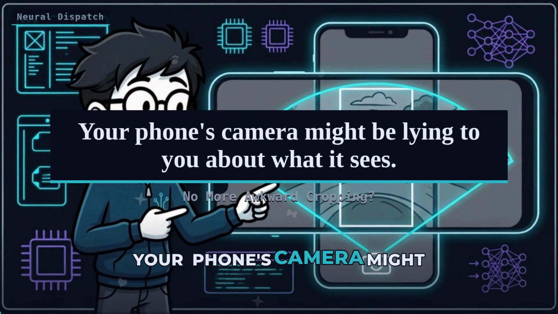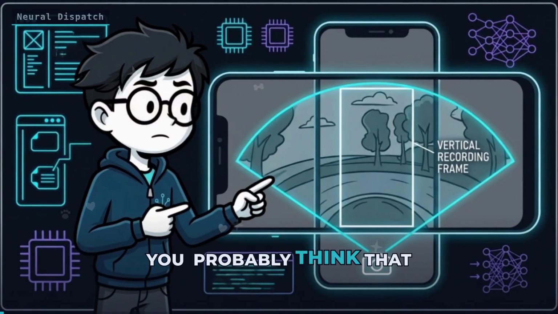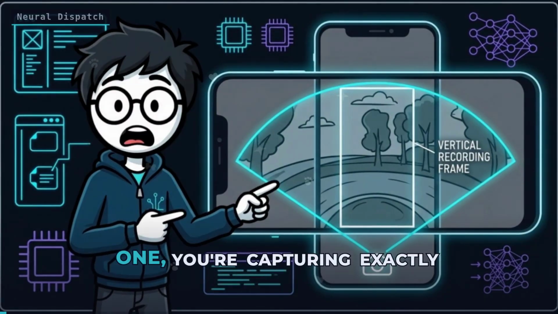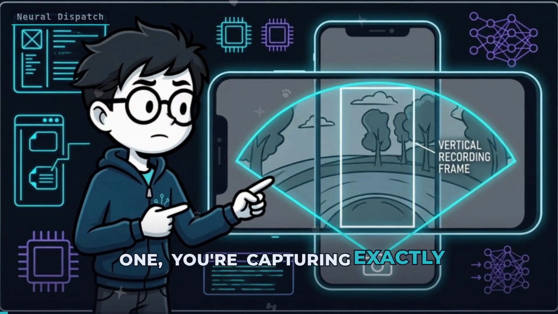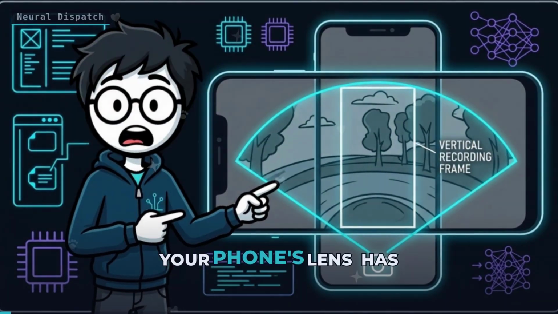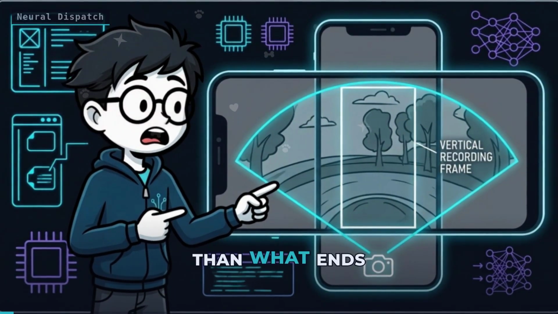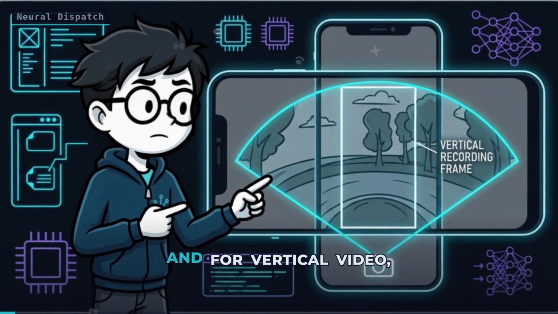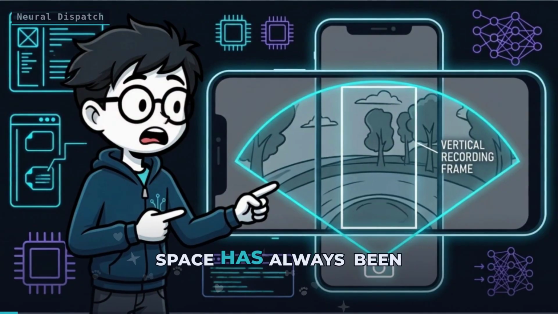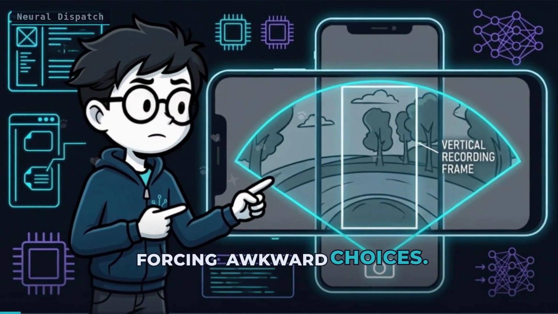Your phone's camera might be lying to you about what it sees. You probably think that when you shoot a video, especially a vertical one, you're capturing exactly what your eye sees. But you're not. Your phone's lens has a wide field of view, far more than what ends up in your final clip. And for vertical video, that unused space has always been a real problem, forcing awkward choices.